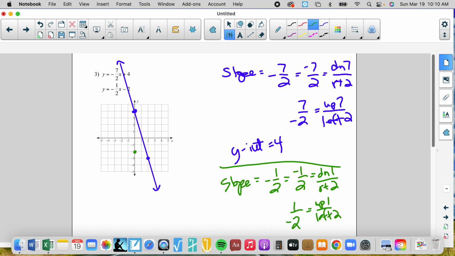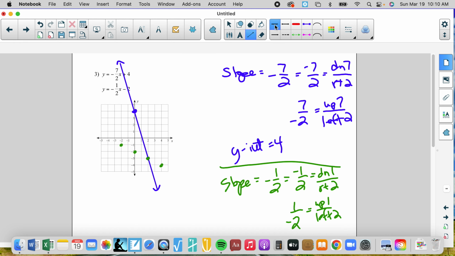And let's go up. Let's use the other one. Let's go up 1, left 2. Ooh, up 1, left 2 maybe does not work because now we're moving away from my equation, from my blue line. So I'm going to use the down 1, right 2. Yes, down 1, right 2. That was a whole lot better.